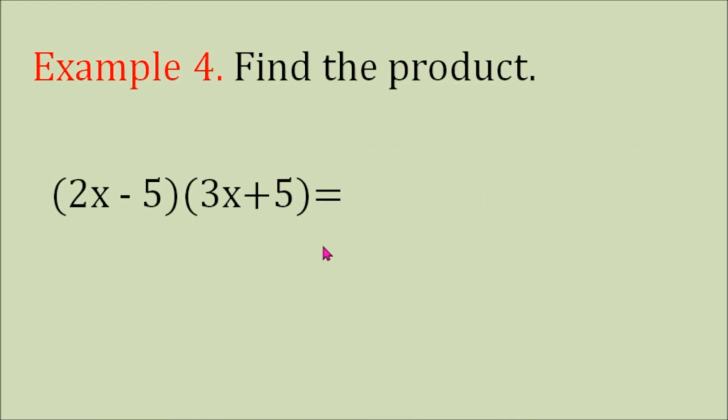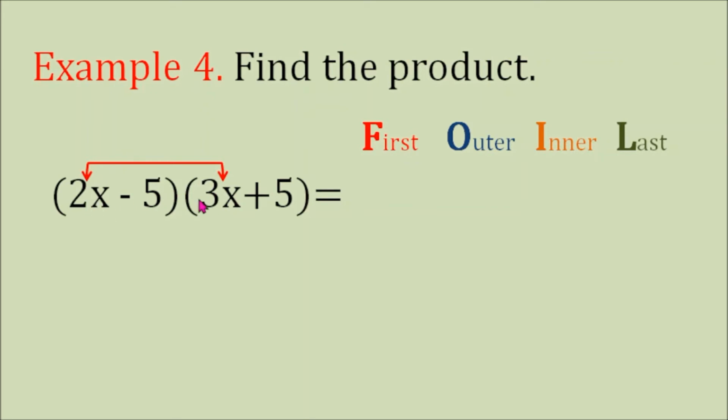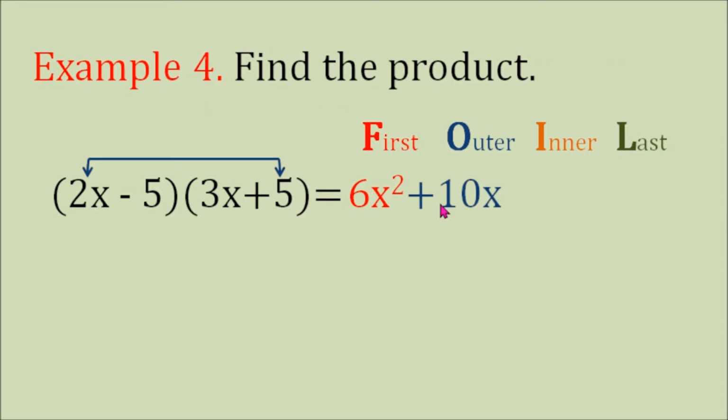Example number 4. Find the product of the quantity 2x minus 5 times the quantity 3x plus 5. Again, we are going to use the FOIL method. Product of the first terms, 2x times 3x, that's 6x squared. Product of the outer terms, that's 2x times 5, and that's 10x.